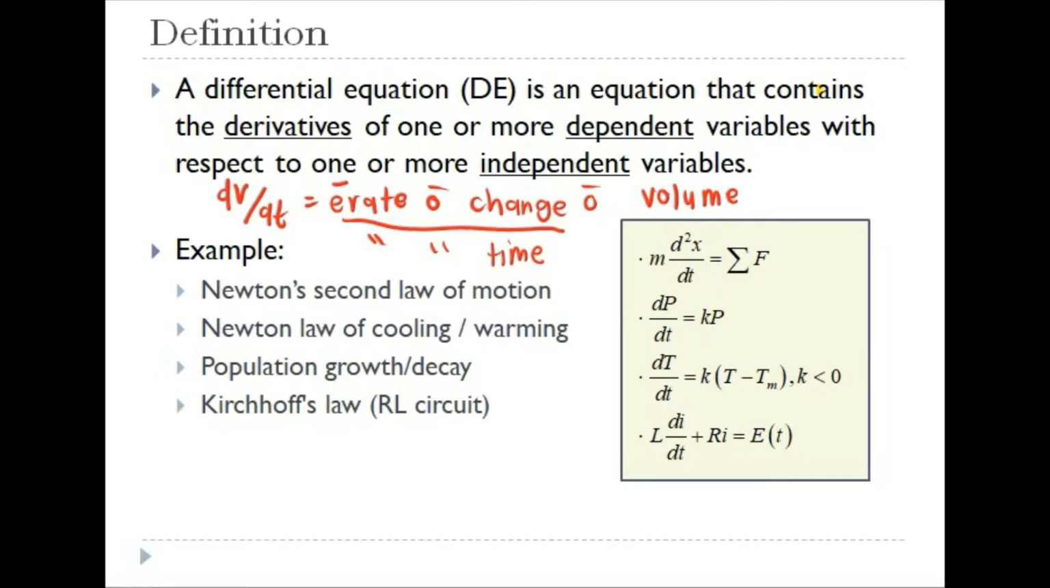So principally, we can define a differential equation as an equation that contains a derivative, meaning it must have a derivative. Otherwise, if it doesn't have a derivative, it is considered an algebraic equation. It must contain the derivative of one or more dependent variables with respect to one or more independent variables. After this, you will learn what is a dependent and what is an independent variable. There are many applications that use DE, and some of them are Kirchhoff's law and Newton's second law of cooling, for example. So this is the common one.